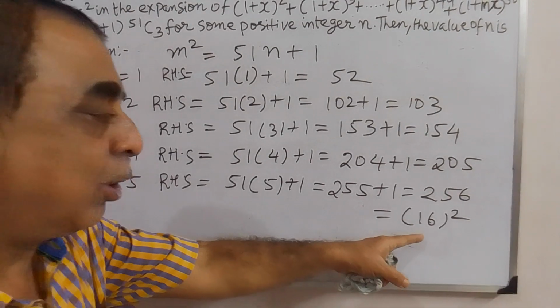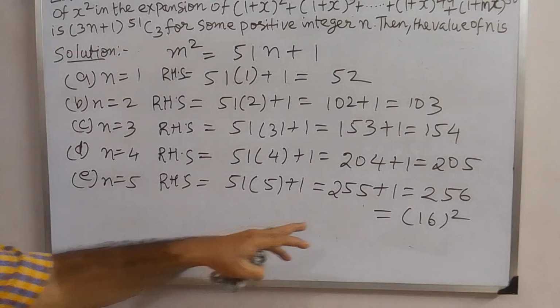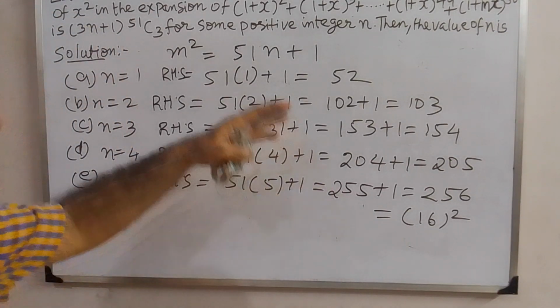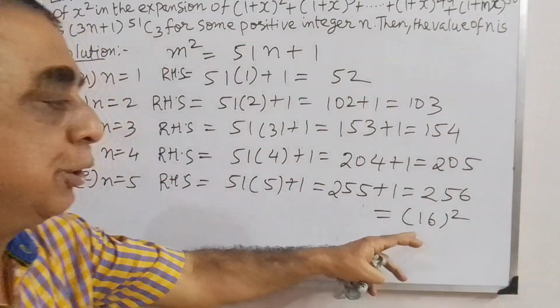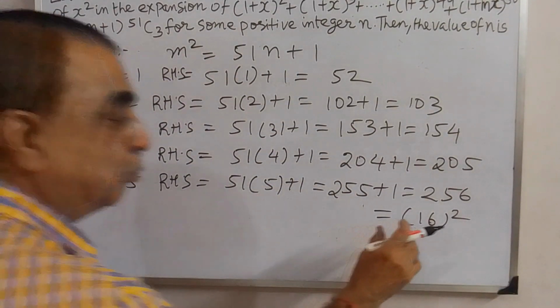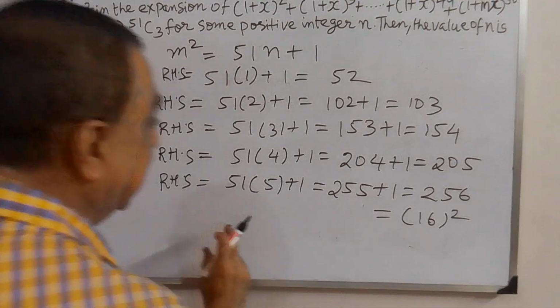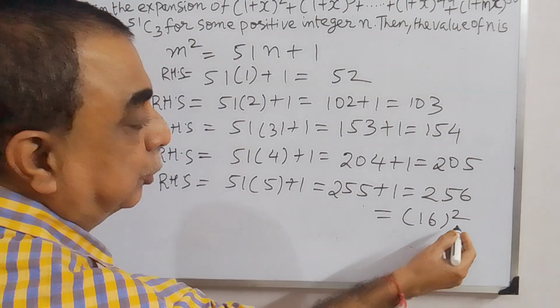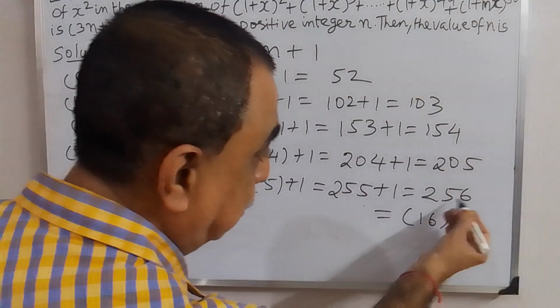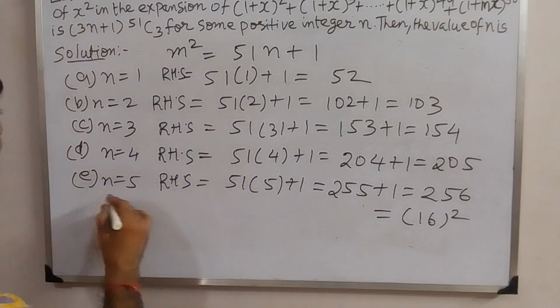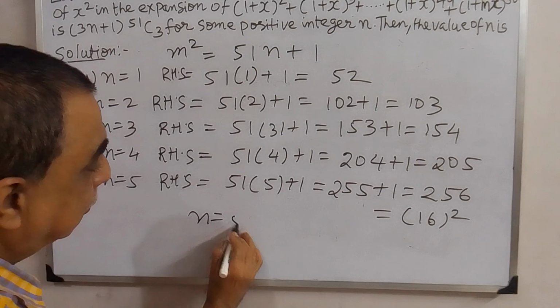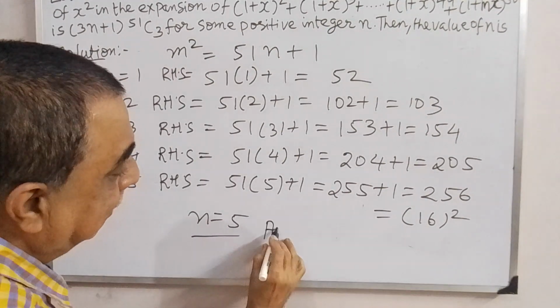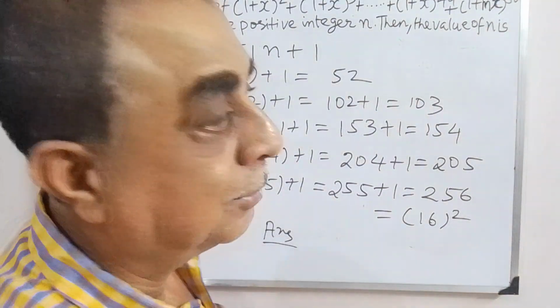So which will be the smallest positive number? m is the smallest positive integer. There may be many numbers, but we have to stop where m is the smallest positive integer. So here we have arrived at m equal to 16, whose square is 256. So the n value is equal to 5. So n is 5, and that is the answer.